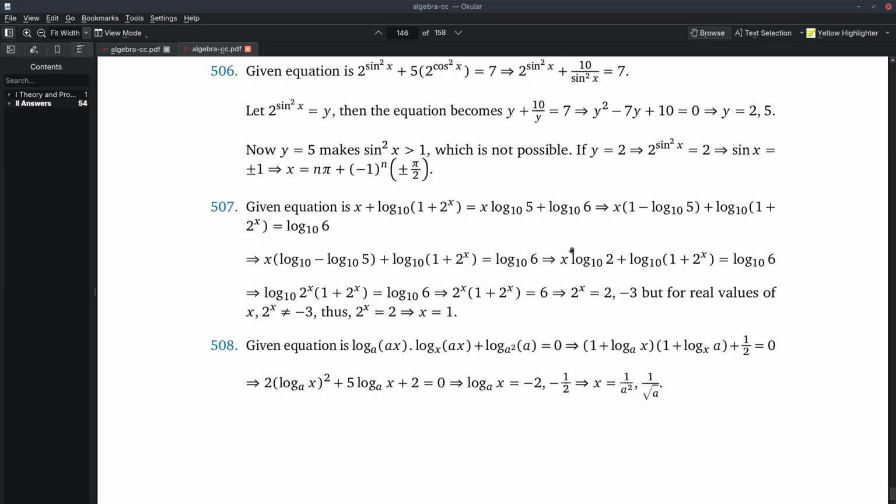Now this you can write as 2 to the power x, and the entire thing on the left hand side becomes, upon taking the log, 2 to the power x into 1 plus 2 to the power x is equal to 6. So 2 to the power x is equal to 2 and minus 3.